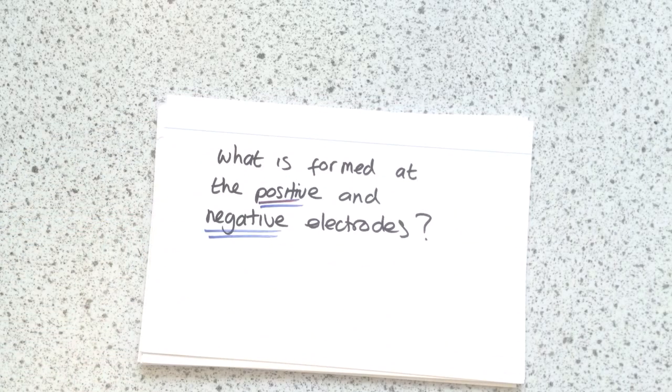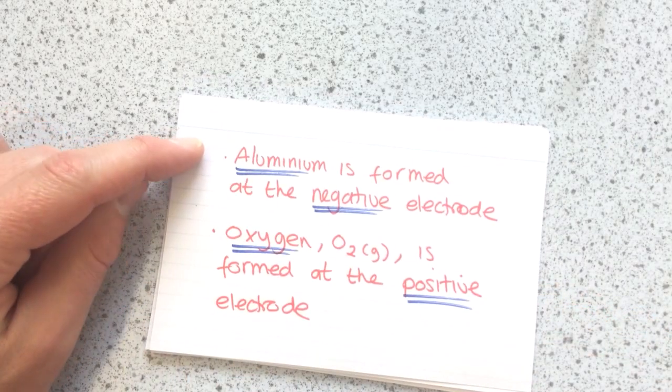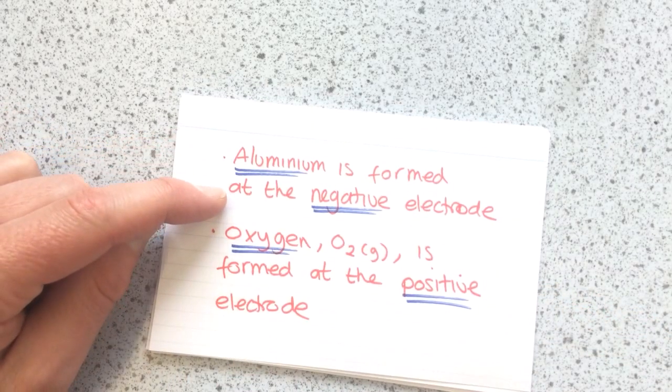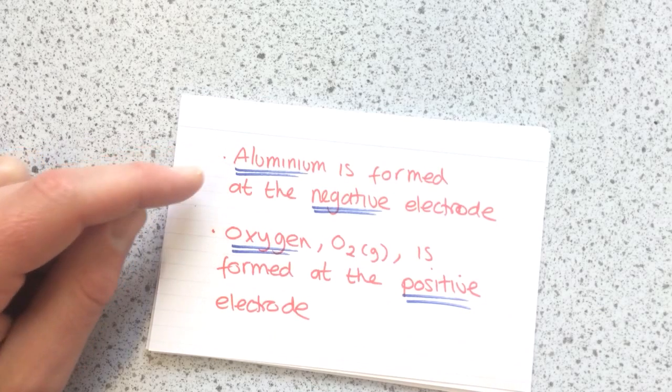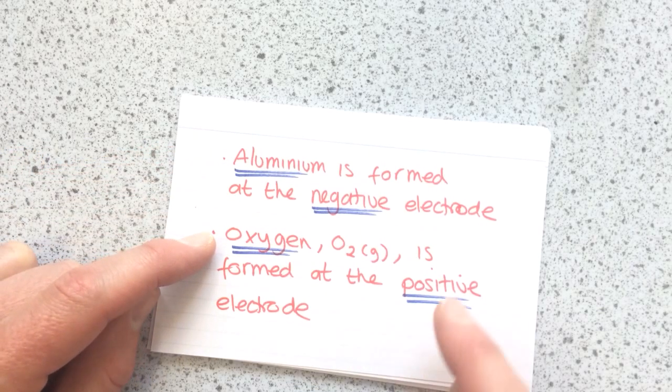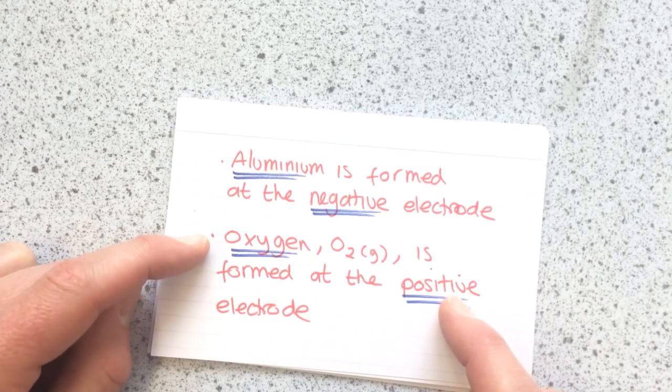What is formed at the positive and negative electrodes during the electrolysis of aluminium oxide? Aluminium is formed at the negative electrode, so aluminium's 3+. Oxygen is formed at the positive electrode because oxygen ions are 2-.